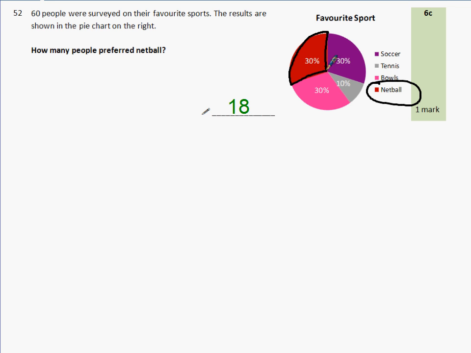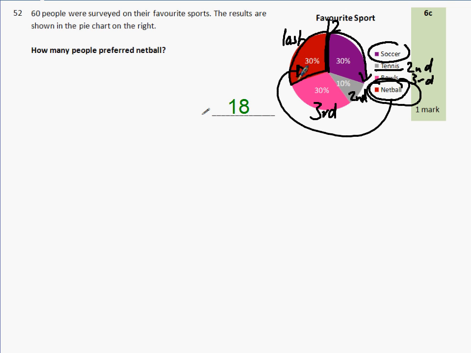If your page has been printed in black and white, then what you need to do is look at the first one. They're always written in order. Soccer will always be the one that starts at 12 o'clock and then starts going round. So that's always the first one. Then the second one will be the second segment. The third one will be the third segment. And the last one will be the last segment. So that's why netball is the last in this list, and it corresponds to the last segment, starting at 12 o'clock going round.